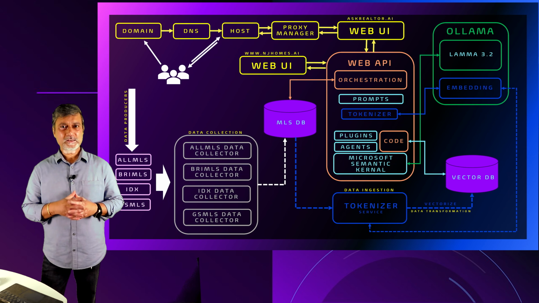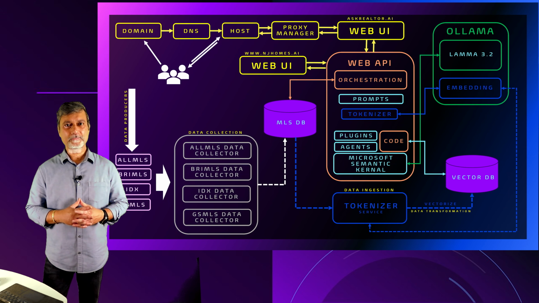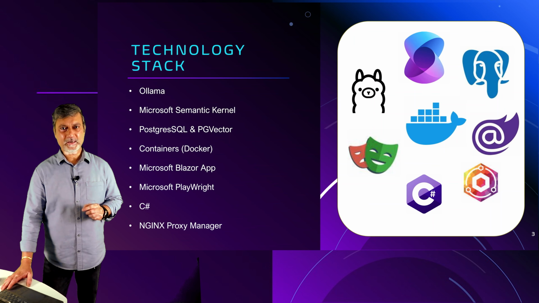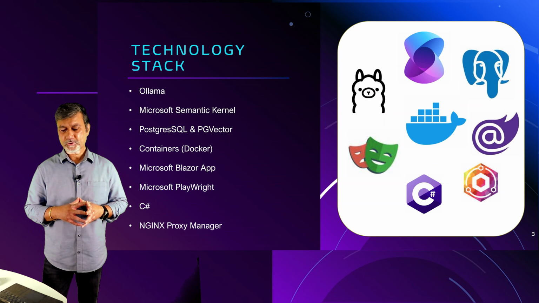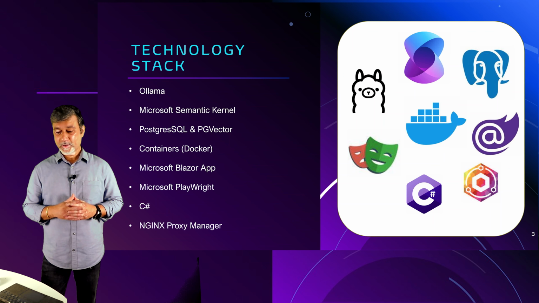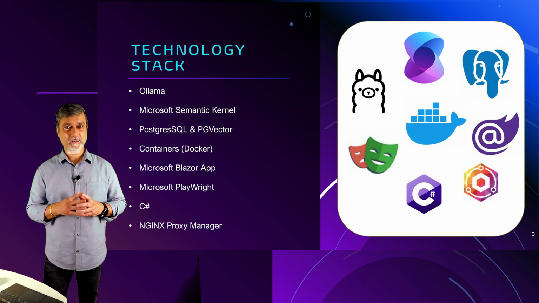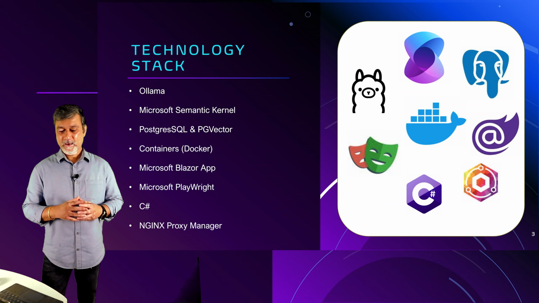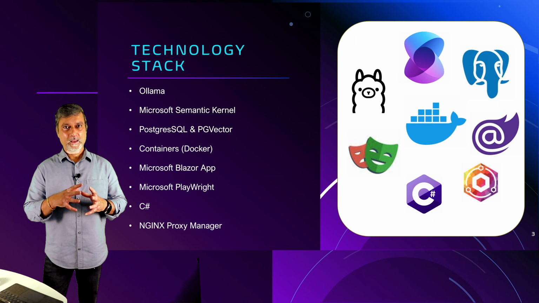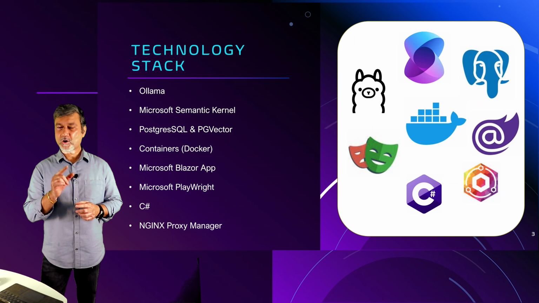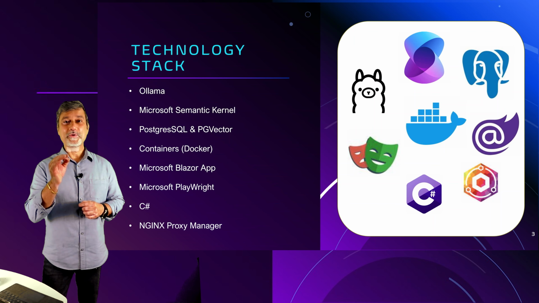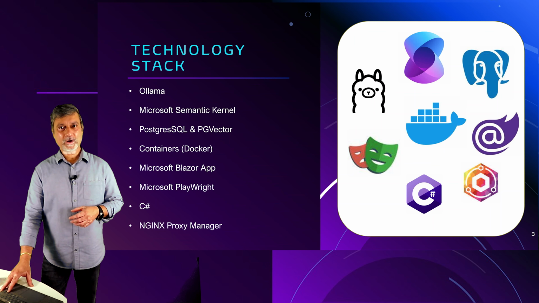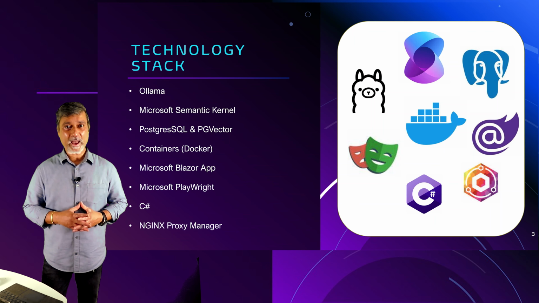And to make all these things, I'll be using the following technology stack. As you can see, I'll be using Ollama, Microsoft Semantic Kernel, PostgreSQL, and the important thing is the Postgres vectorizing plugin that I'll be using. Obviously everything will be running on Docker, including the actual proxy manager that I'll be running on a Raspberry Pi, which will also be hosted in a Docker container. And the UI is based on a Microsoft Blazor app.